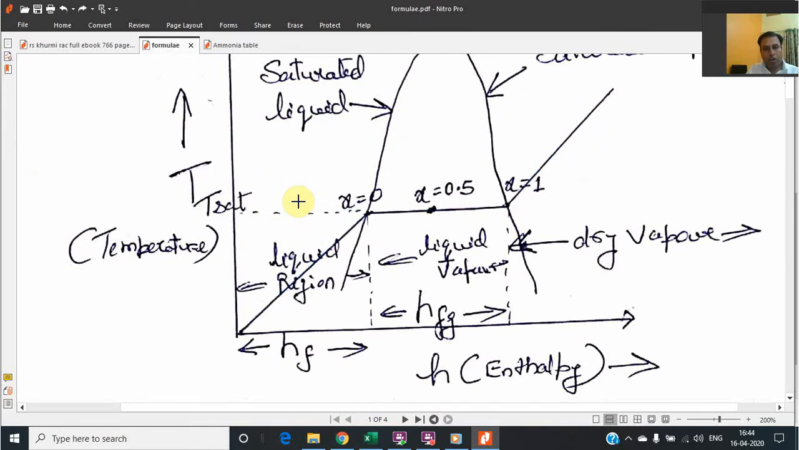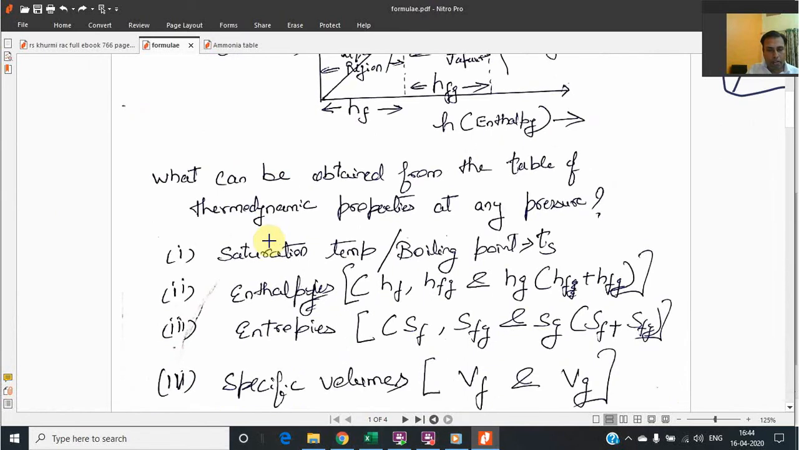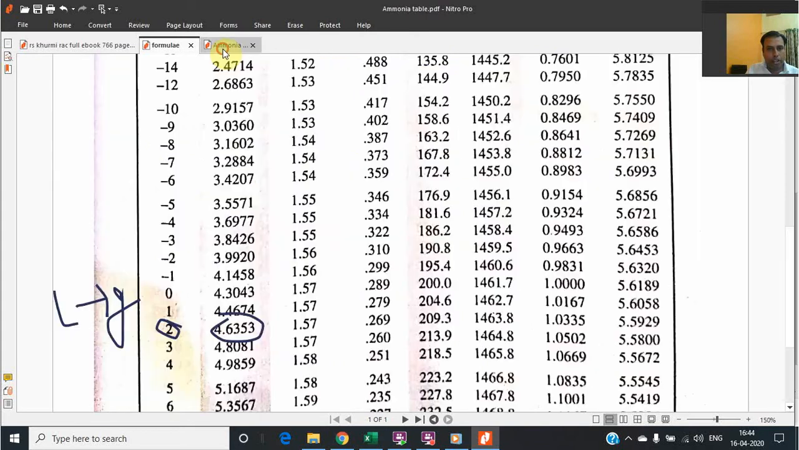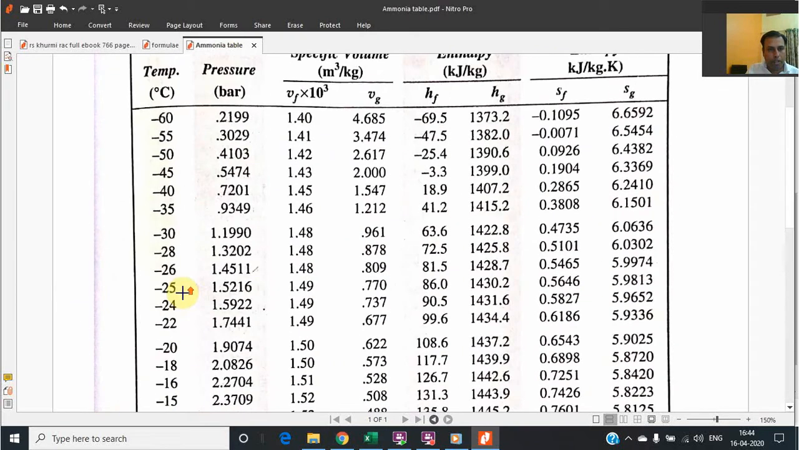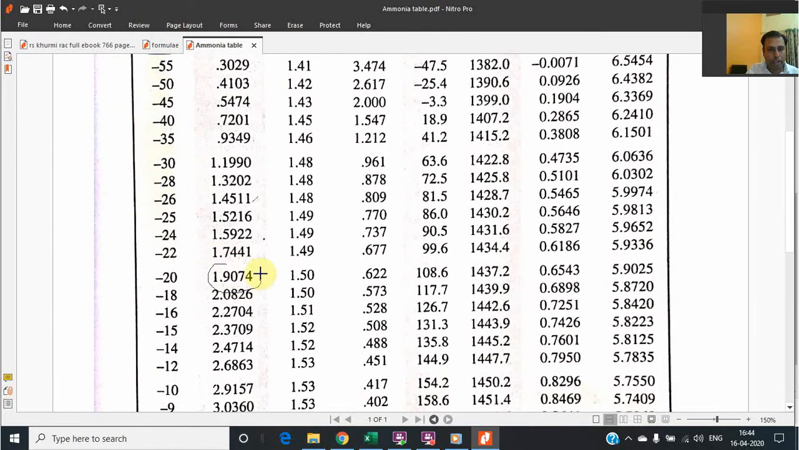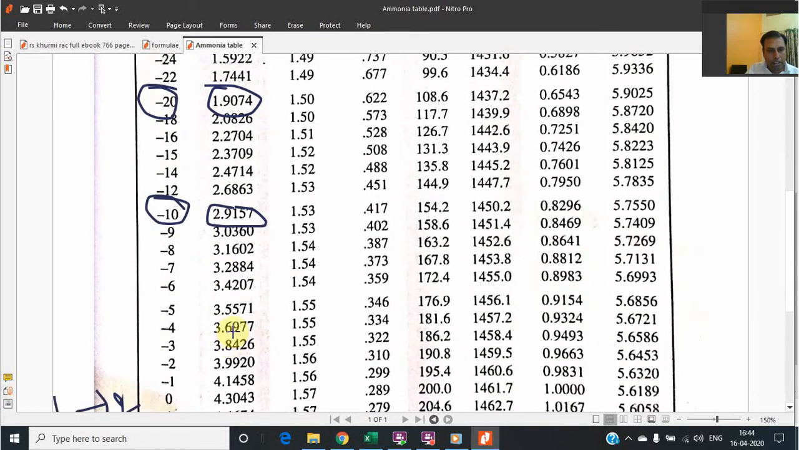Now what we have to do, how to obtain the data, because not much data can be obtained from a table. If we see the table, what we obtain, first is the boiling point. I have shown you in the table, at any pressure we obtain the boiling point. If the pressure is 1.094, then ammonia will boil at -20. If the pressure is 2.9157, ammonia will boil at -10. This is the main thing. Then what else we can obtain?